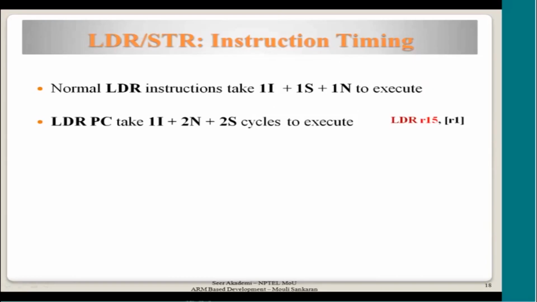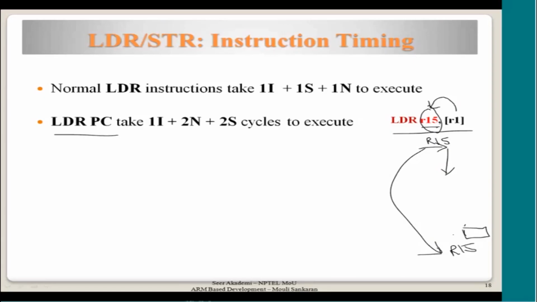Now let us see. Again, the PC is always unique. It always plays a very important role. Here, what are we trying to do? We are loading R15 with whatever is there at the address in R1. Effectively, we are trying to move the control flow. Wherever R15 is currently, we are moving to some location. It need not be a particular location; some location we are moving it to.